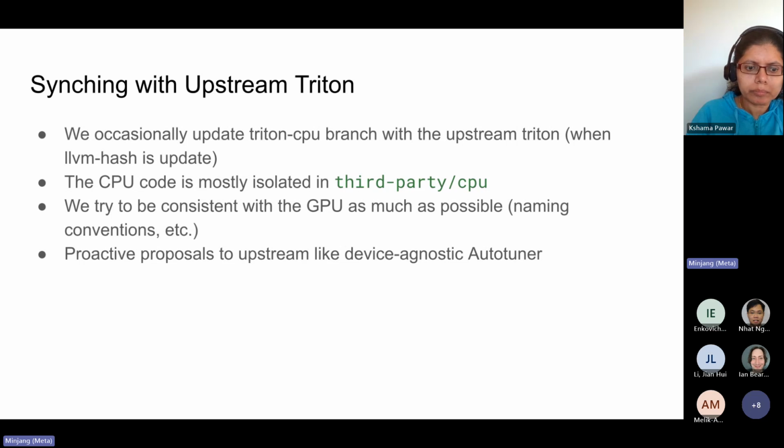Another important issue is that we want to sync with the upstream Triton occasionally. We don't have strong rules, but my rule of thumb is that whenever there is an LLVM hash update happening upstream, we follow the latest Triton upstream. The good thing is that most of our Triton CPU code is isolated in third_party under CPU, so we didn't see that many merge conflicts. That was usually okay. That was a pretty good thing.